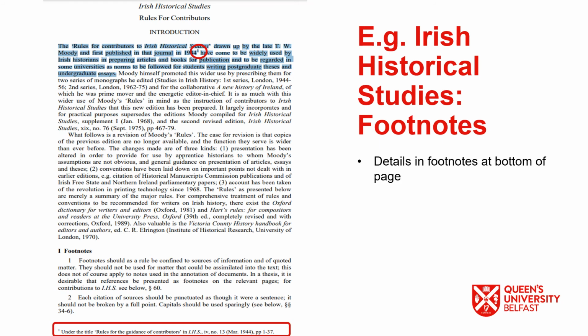An alternative type of referencing system is the Irish Historical Studies system. This requires footnotes. So as you'll see here, a footnote occurs in subscript in the main body of the work, relevant to the source that will be mentioned after, for instance, a particular point or a quotation, and this is then carried through with a short footnote at the bottom of the page that gives the detail.